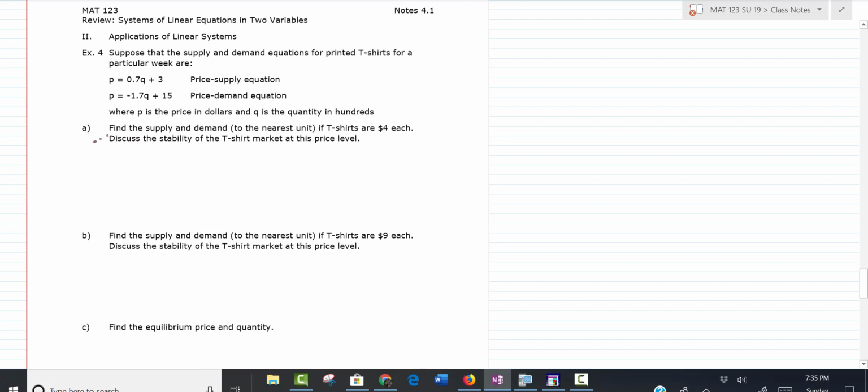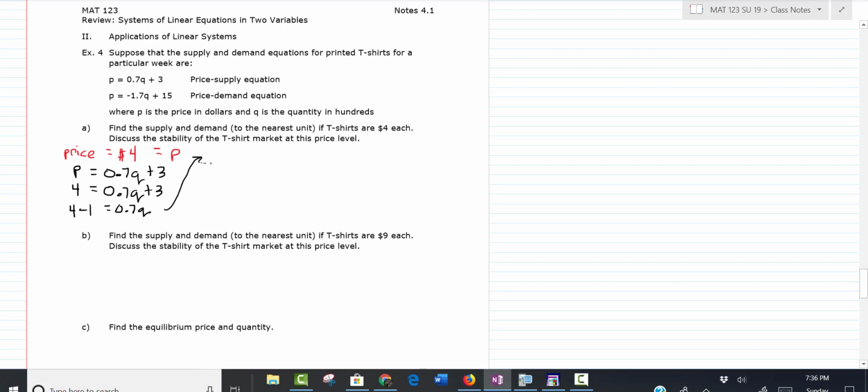So what we're going to do is look at a price equal to $4 each. That's what P is. All we're going to do is take each equation and plug in. So that first equation is P equals 0.7 Q plus 3. Just plug in the 4 for the price. So we'd have 4 equals 0.7 Q plus 3. Then you want to just solve that equation. You could move the 3 to the other side, so you get 4 minus 1 equals 0.7 Q.